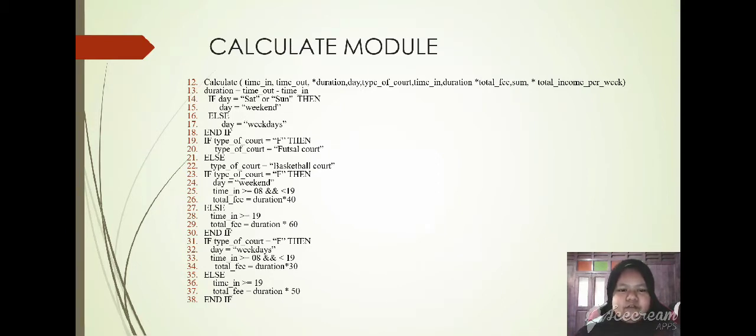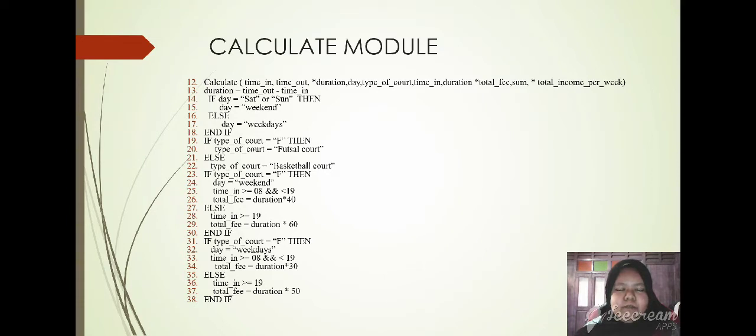First, if we want to calculate the duration, we must minus time out with time in. If day is Saturday or Sunday, then it is weekend, else it is weekdays. And if the type of court is F, then it is futsal court, else it is basketball court. If type of court is F and it is weekend and the time in is within 8 until 19, the total fee will be duration multiplied by 40 ringgit.